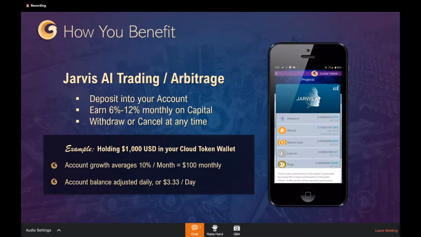But you're going to be paid in cloud tokens, in CTO. Now, right now, those cloud tokens are worth 40 cents. So $3.33 worth of cloud tokens would be probably around 6, 7 of those a day, I think you'd be getting. So that is how you're going to accumulate them.